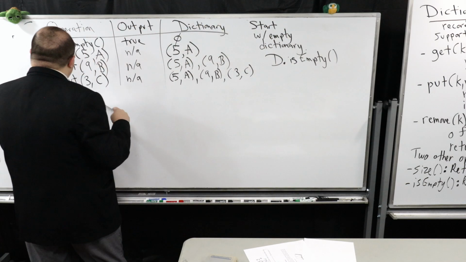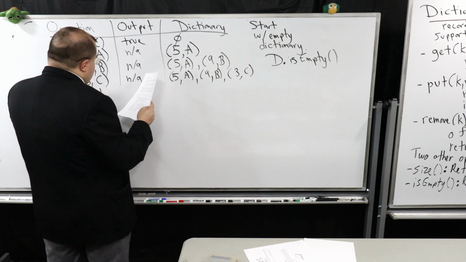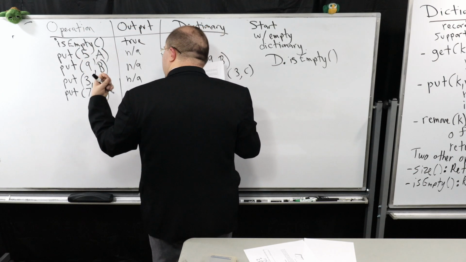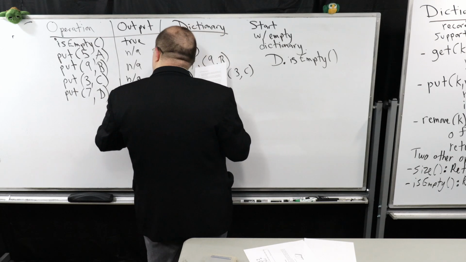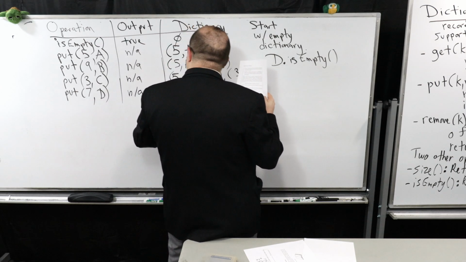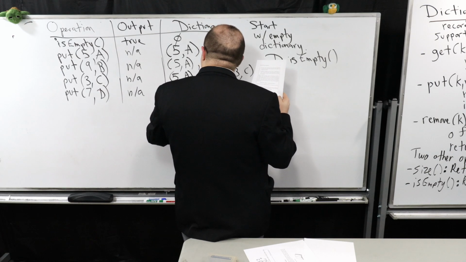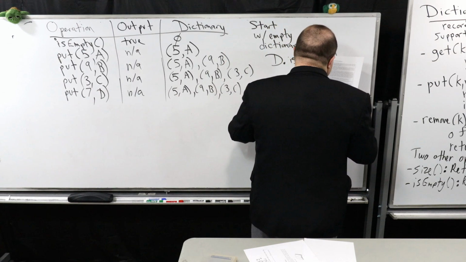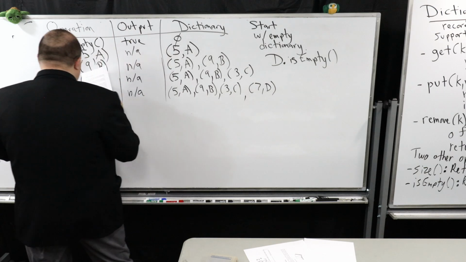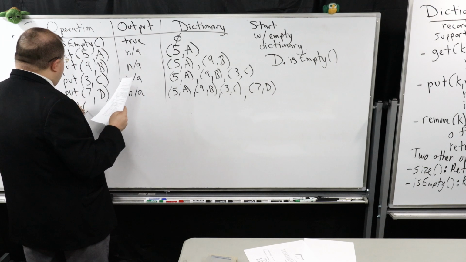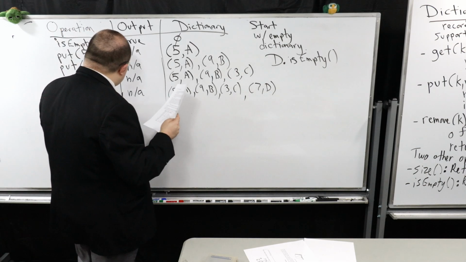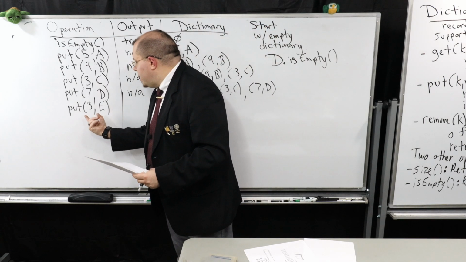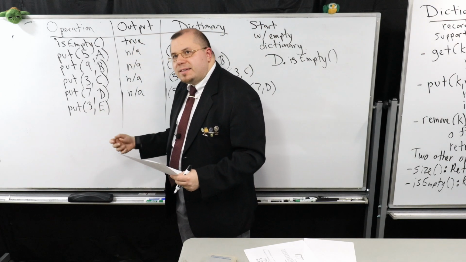Let's try another one. Let's put in 7D. Notice so far I haven't tried to insert a record with a duplicate key yet, so I'm just putting in some records into my dictionary. So I have 5A, 9B, 3C, 7D. Okay, so now let's do this operation. Let's try putting in 3 with data E. So do I run into any issues by doing this? Try to put in a record with key 3 and its data is E.